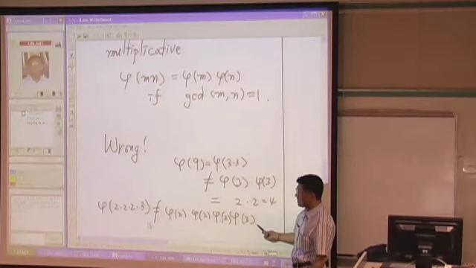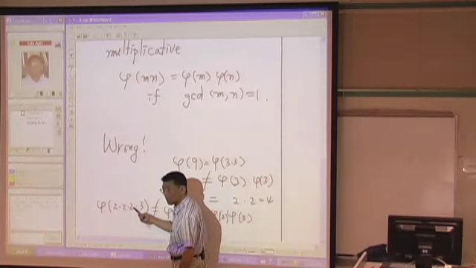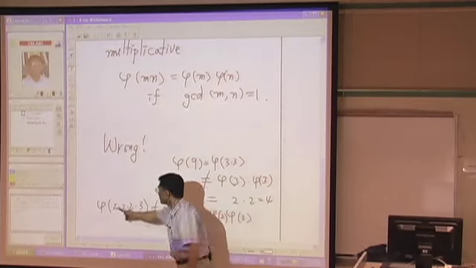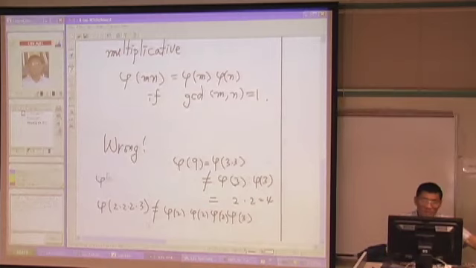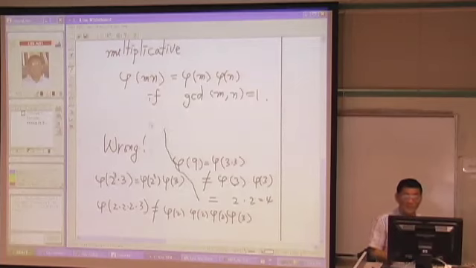Why not? Because these 2's have GCD equal to 2, not 1, right? So we should collect these kinds of terms, and if we really want to split, then we should split this way. 2 to the power of 3, right? 8, and then 3. Then, because GCD of 8 and 3 is 1, we can write it this way. Do you see it? Then, after this, you can use the fact that I mentioned upstairs.